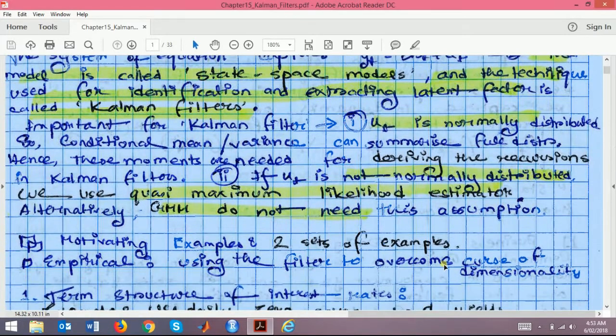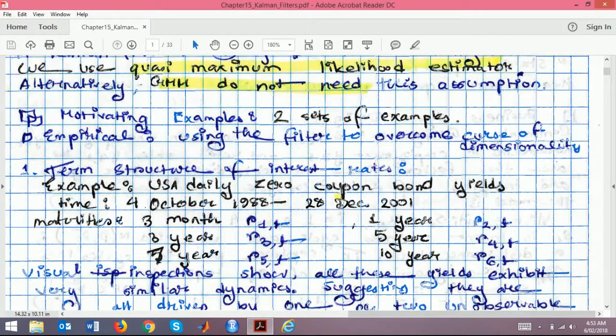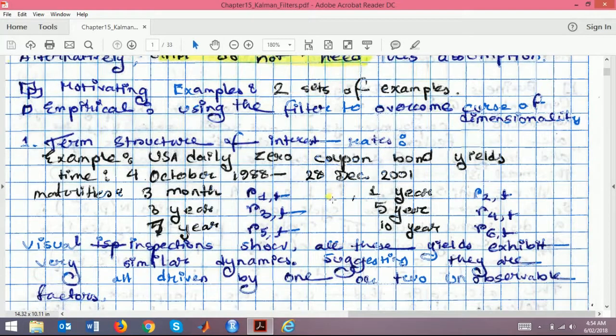Motivating example. Let's talk about two sets of examples, empirical, using the filter to overcome the curse of dimensionality. Number one, term structure of interest rates. An example is US daily zero coupon bond yields. The time is between 1988 and 2001, and we are talking about 6 variables. We have a 3-month interest rate, 3-year interest rate, 7-year interest rate, 1-year interest rate, 5-year interest rate, and 10-year interest rate.